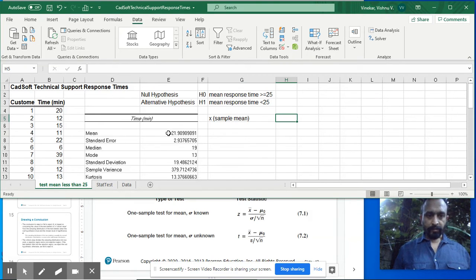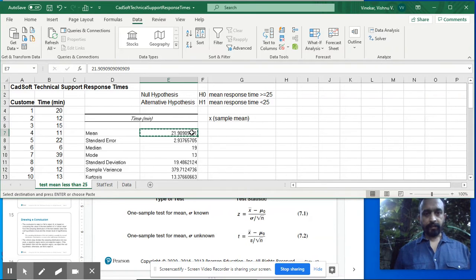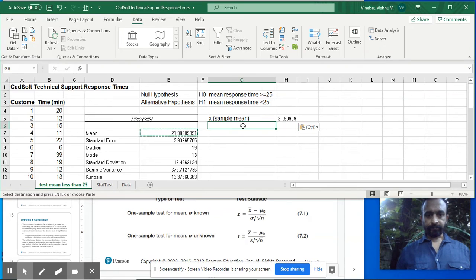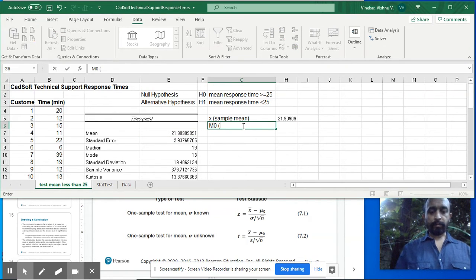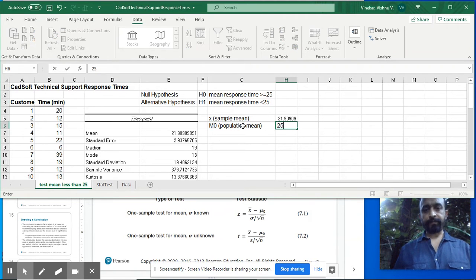So you know that the mean here is 21.909. So let's get that. Next is mu0, which is the population mean, which we know from earlier is 25.